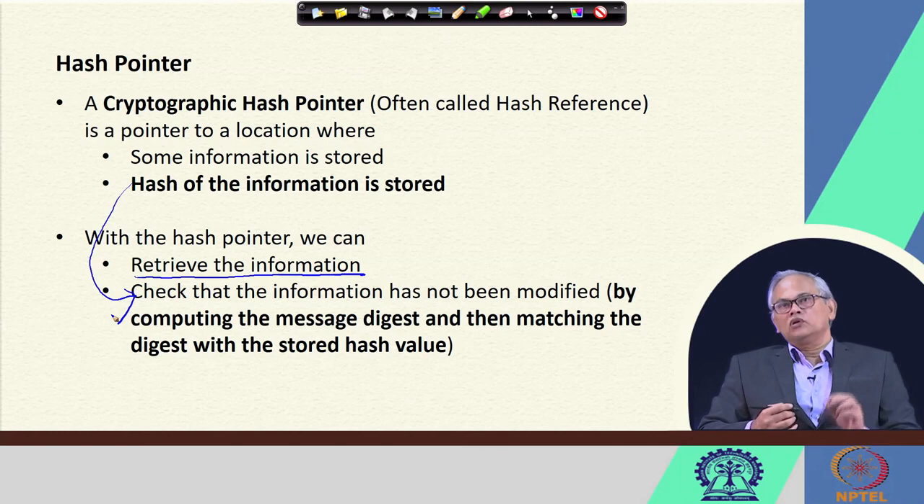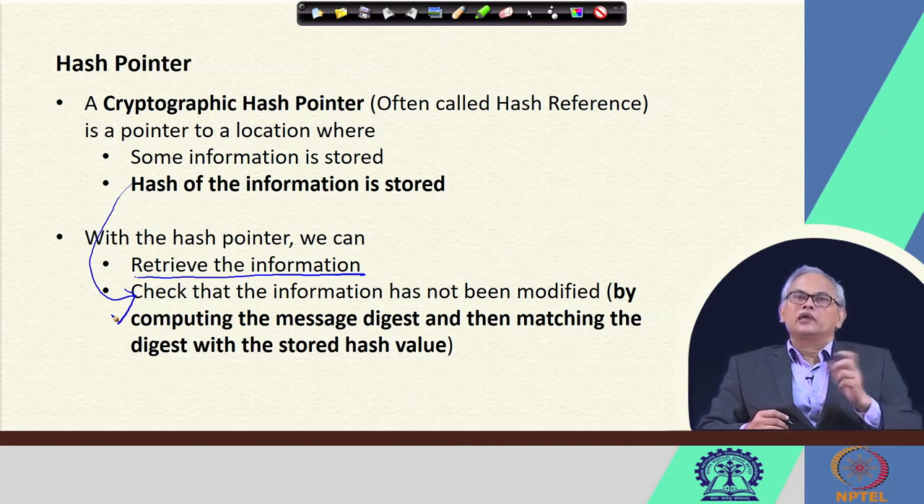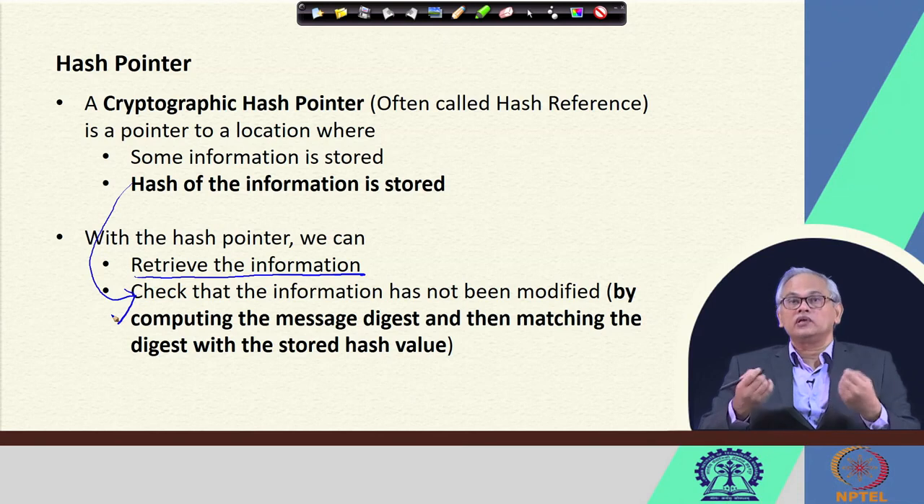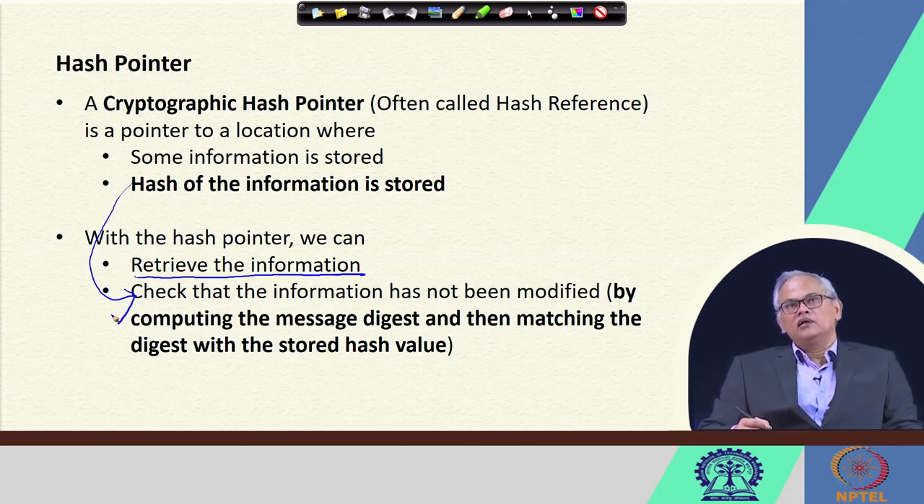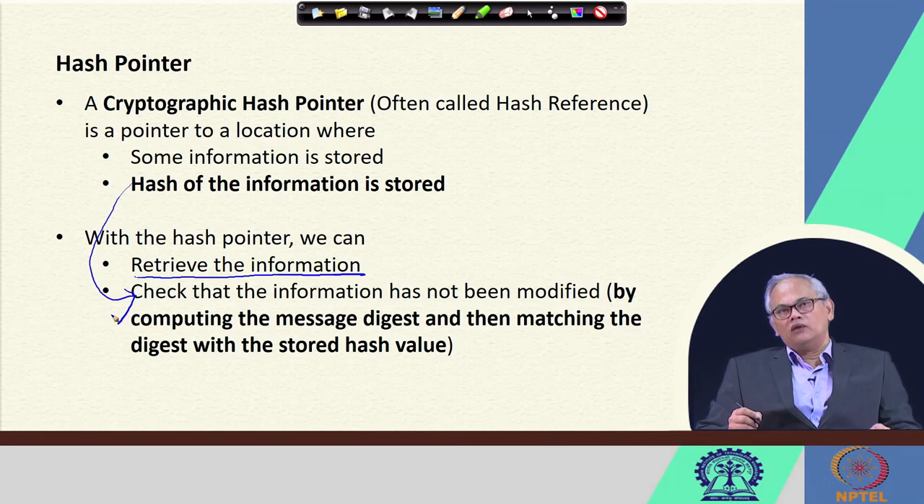So, it is not only that I can go to the location which is pointed by the pointer, but because I have kept a hash of the information which was stored initially, now we can check whether the information has been modified or not. Now, how do we do that? And that is what is written in bold highlight here: by computing the message digest and then matching it with the digest of the stored value that was there.